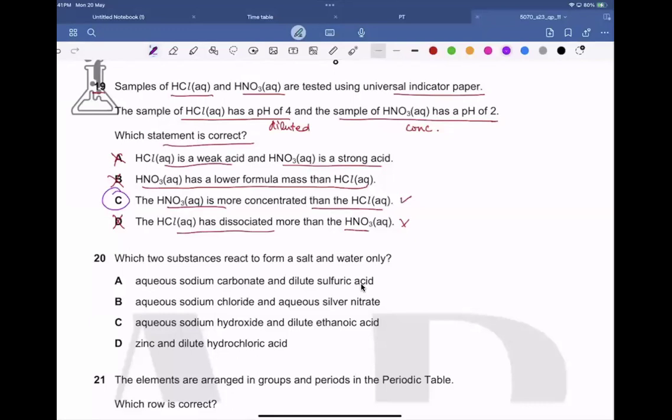Because if it's dissociated more, then it has more hydrogen ions and then it would have a lower pH. But its pH is higher, which indicates that it is not the one which is dissociated more. So obviously it is the one which is more concentrated, has more hydrogen ions and has a lower pH. Okay, now question number 20.